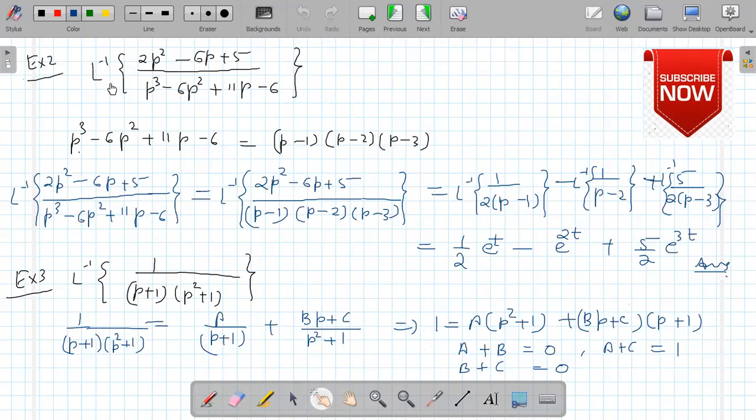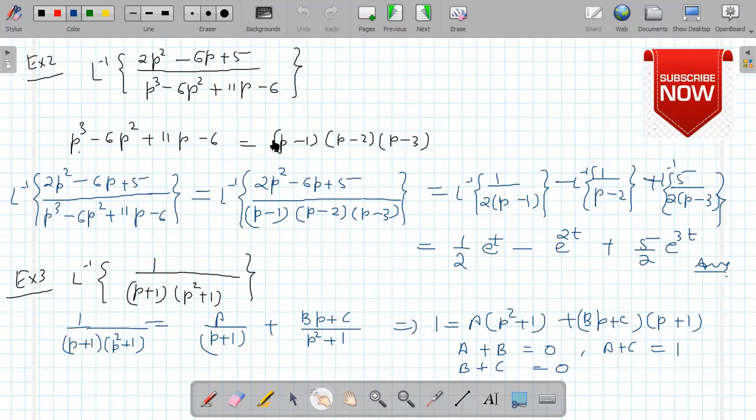Next example is Laplace inverse of (2p square minus 6p plus 5) divided by (p cube minus 6p square plus 11p minus 6). In the denominator we have a cubic equation whose factors can be found by the hit and trial method. Means you put any value of p randomly. If that value makes this whole equation equal to 0, then that will be one of the factors of this equation. Then we divide this equation by that factor.